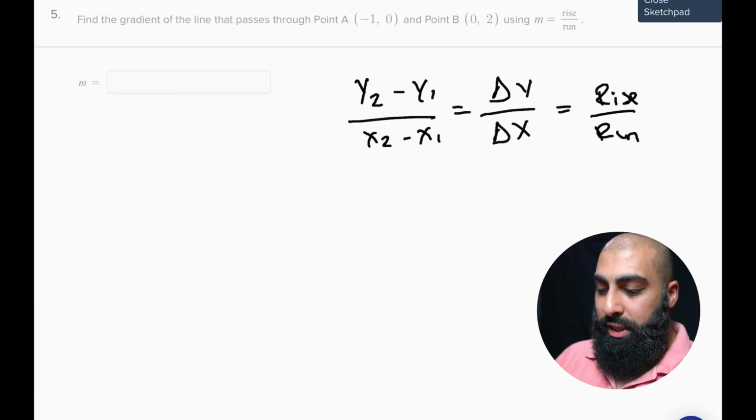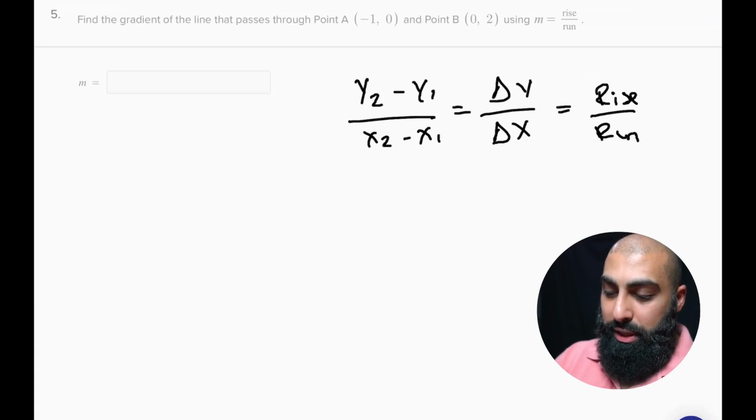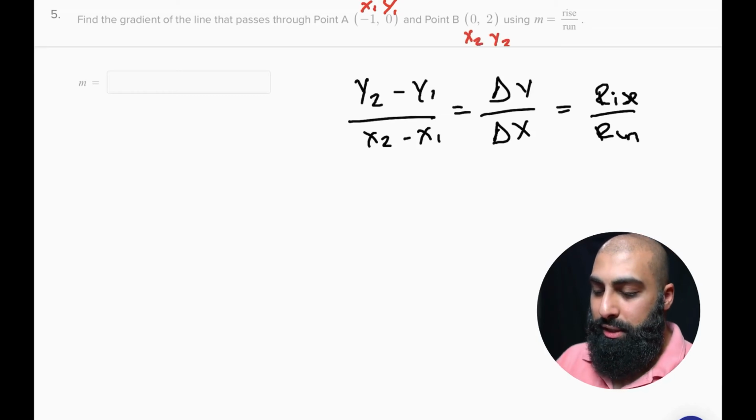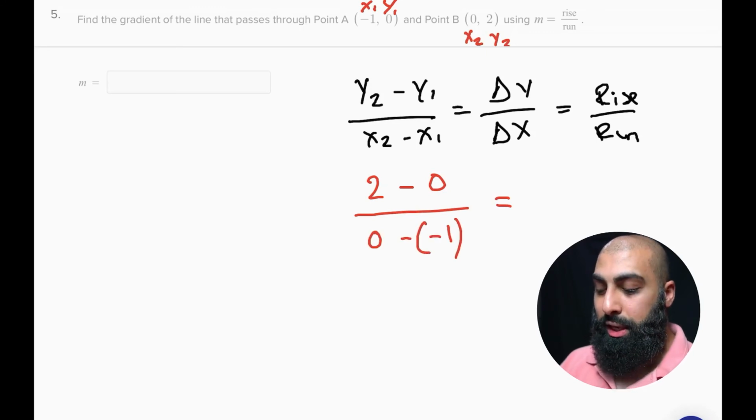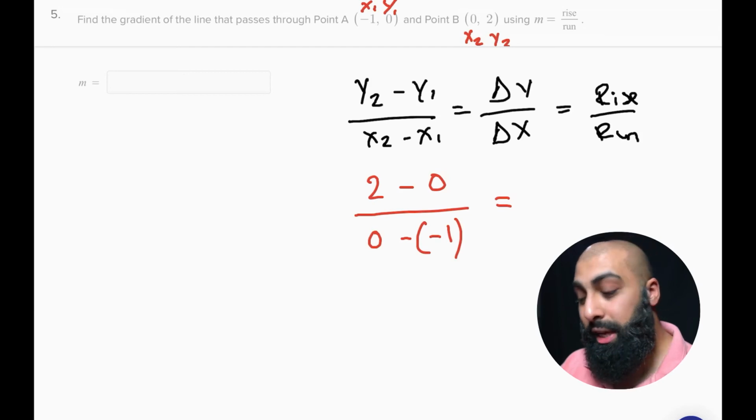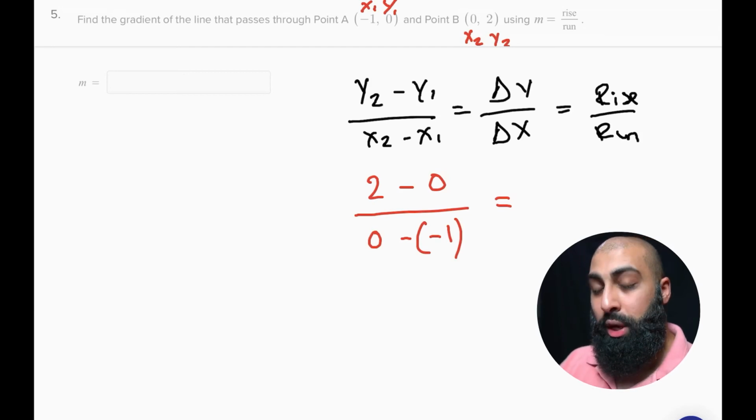So let's quickly do this then. Remember, best practice is to label your coordinates, x1, y1, x2 and y2. So let's substitute these values into the gradient formula and see what we get. We get 2 minus 0 divided by 0 minus -1. Be careful of the signs. Here you can see it says minus a -1. So let's see what we get then.